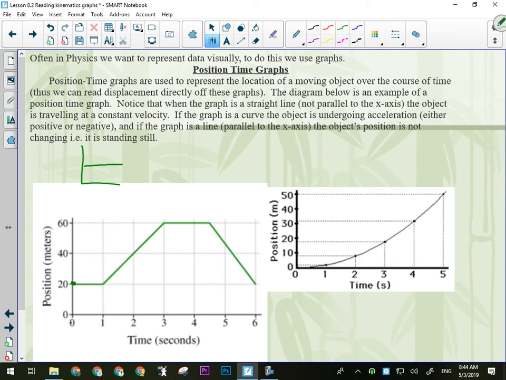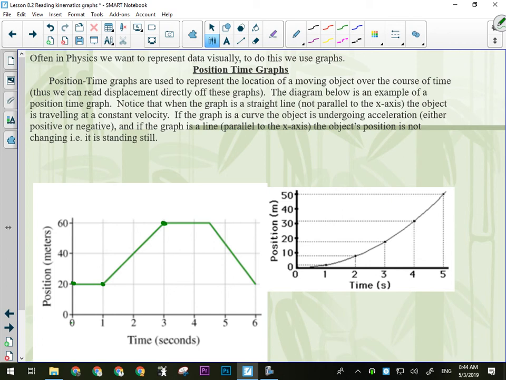Okay, so what's going on then for this object between 1 and 3 seconds? It's going somewhere. Okay, that's a good start. It's moving at a constant velocity in a positive direction. It started at a position of 20 meters, and at time 3 seconds, it's at a position of 60 meters. So it went forwards. And it did that at a constant rate.